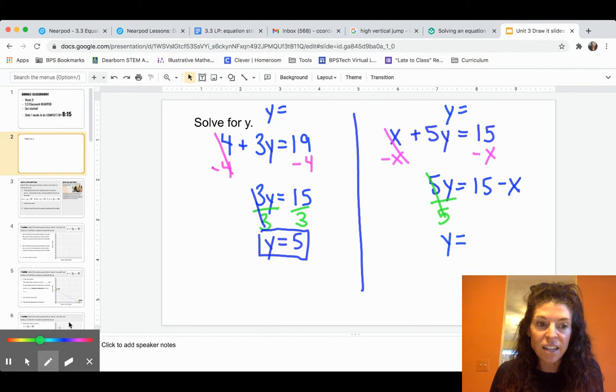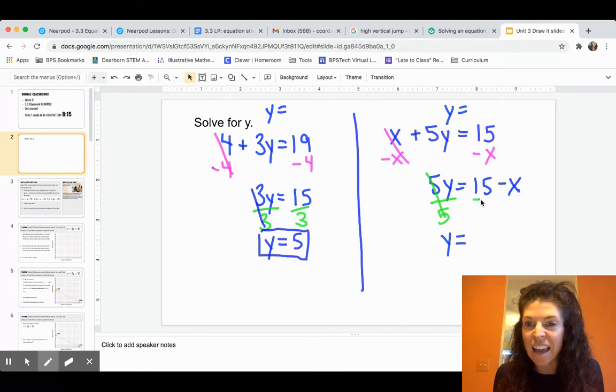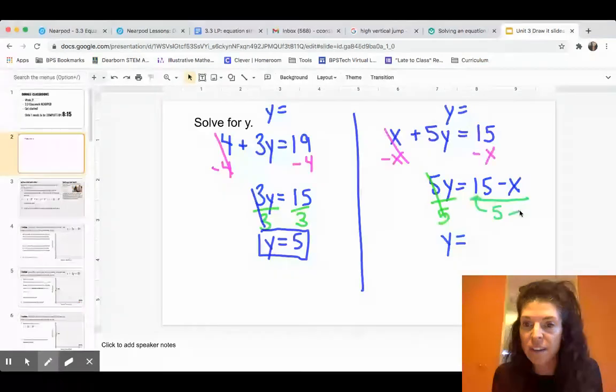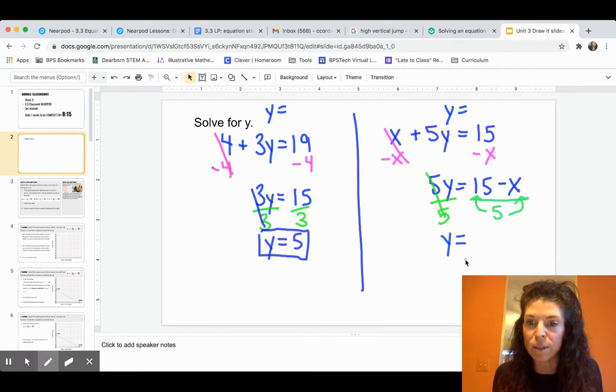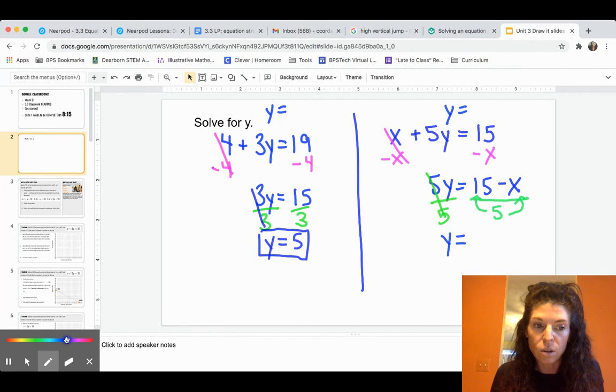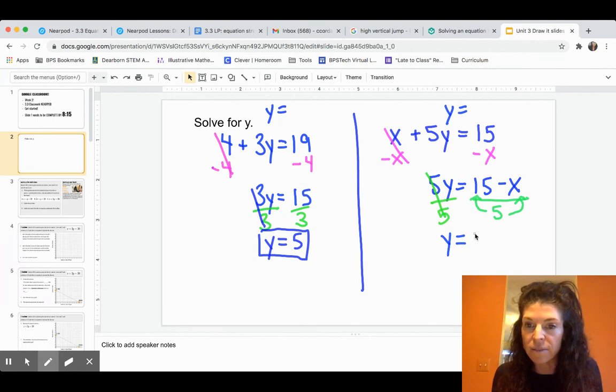Now if I divided this side of the equal sign by 5, I have to divide everything by 5. Everything has to have the same treatment to keep it equal. We need to keep it fair. Everything gets the same. So this 15 needs to be divided by 5, and this negative 1x has to be divided by 5. So I'm left with 15 divided by 5 is 3, and negative 1x divided by 5, so negative 1/5 x. So y is by itself now, and that's what y equals.